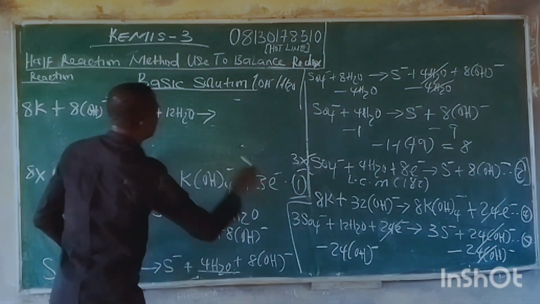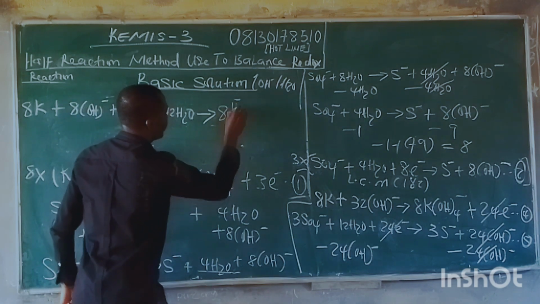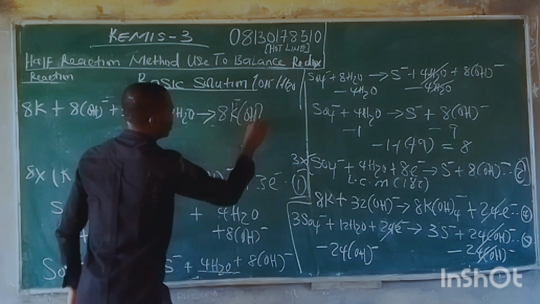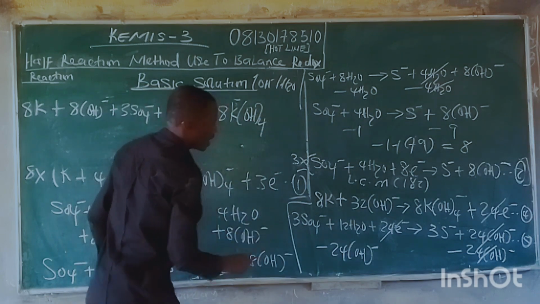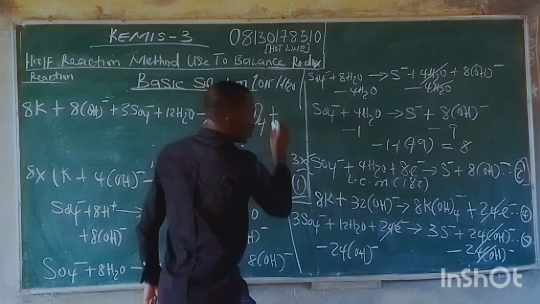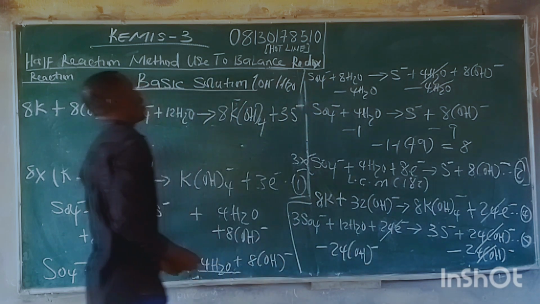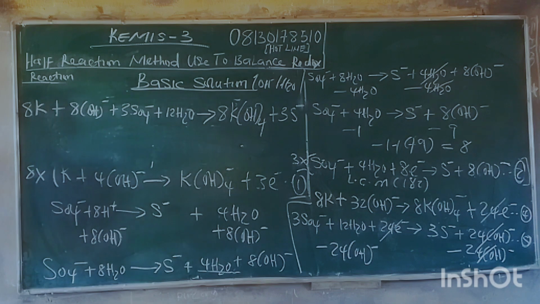Now let's take the reactant side. What we have should be 8 potassium hydroxide. Now let's look at what we have again on the product side. We have sulfur plus 3 sulfur. Alright, this is the balanced equation. Now let's check whether the equation is balanced really.